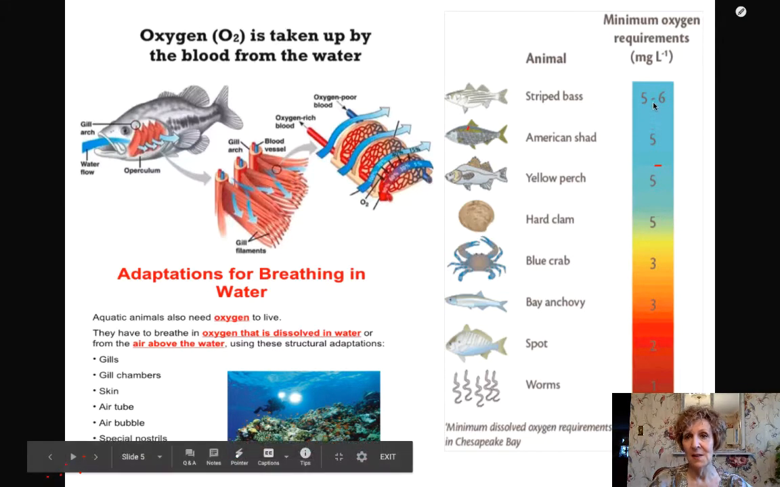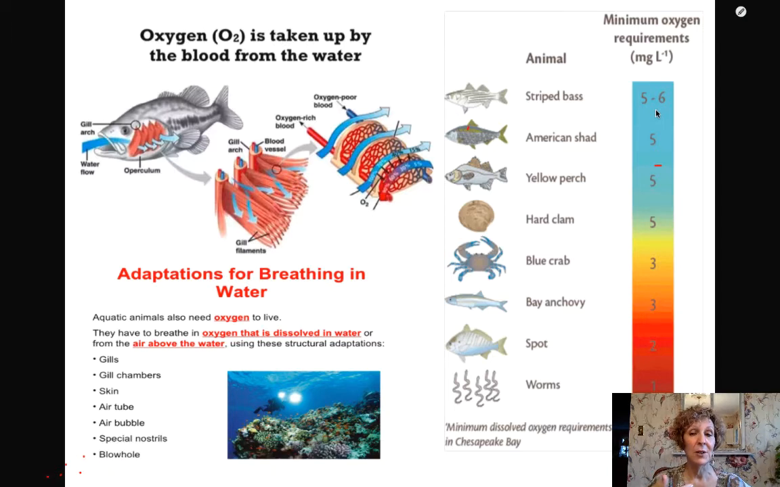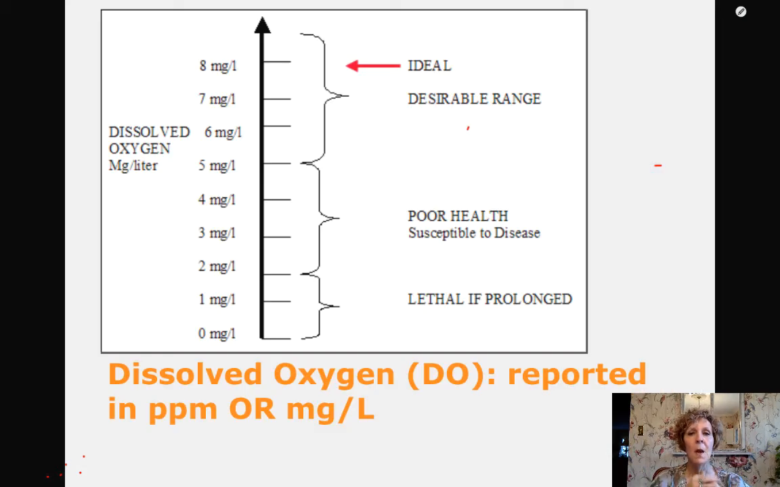But oxygen demands, the minimum oxygen requirement, is different depending on the organism. So some organisms like worms that live in the mud don't need very much oxygen. They can have a DO level of like 1 milligram per liter. But a fish like a striped bass would need 5 to 6 milligrams of oxygen per liter. So in fact, the desired level for aquatic systems is about 8 milligrams per liter.